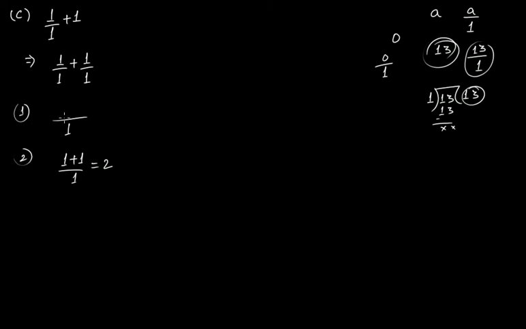Another way to look at this one is, you can see that this is 1 by 1, and I told you that you can write any number as a by 1. So a by 1 means what? a. So 1 by 1 means what? 1, right? If a by 1 means a, 1 by 1 means 1. So 1 plus 1 is what? 2. So this is another way to solve the problem.